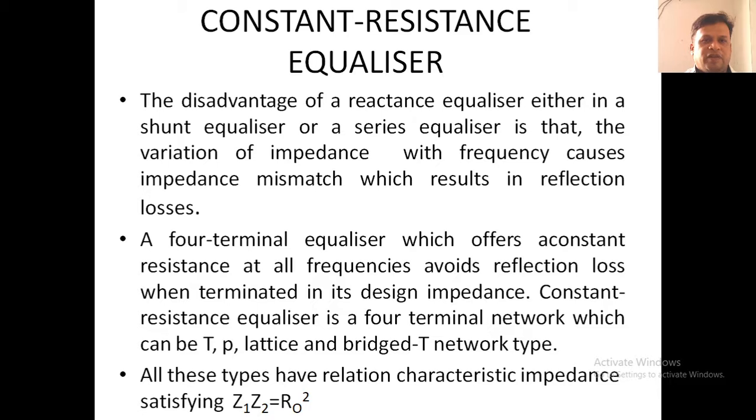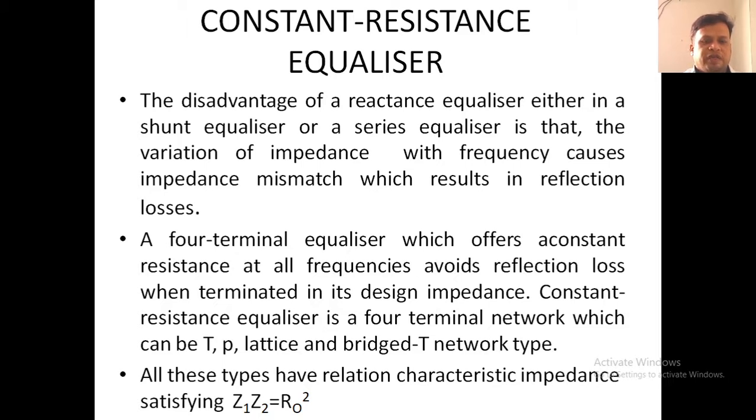So, the reactance equalizer is not a good one because it has the disadvantage that it causes impedance mismatching. Now, we are talking about a constant resistance equalizer, that is a 4-terminal equalizer which offers a constant resistance at all frequencies to avoid the reflection losses. The reflection losses that occur in the reactance equalizer are not present in the resistance equalizer.